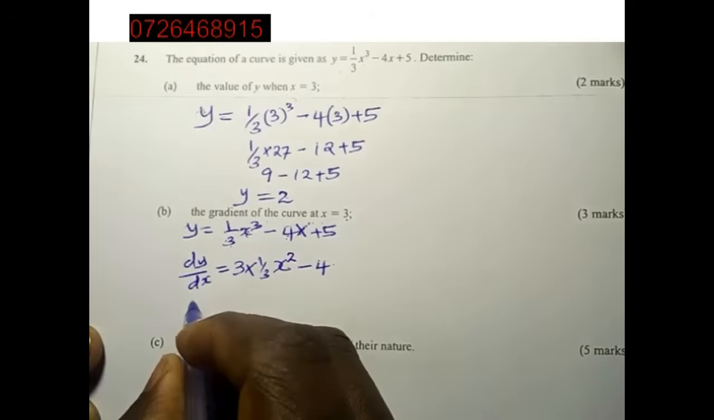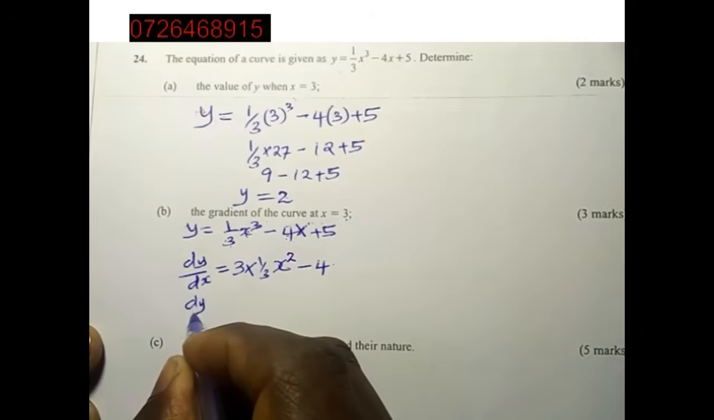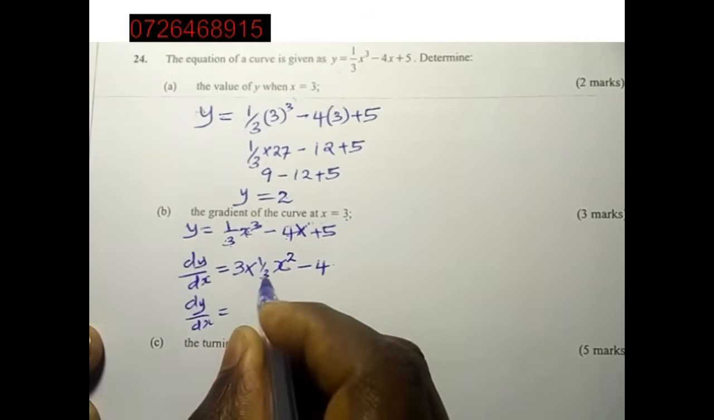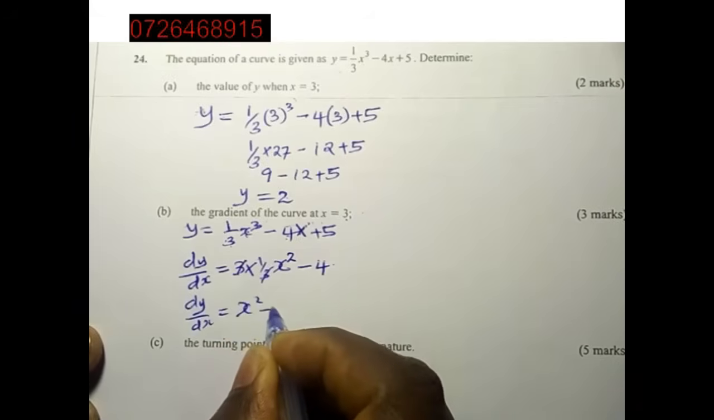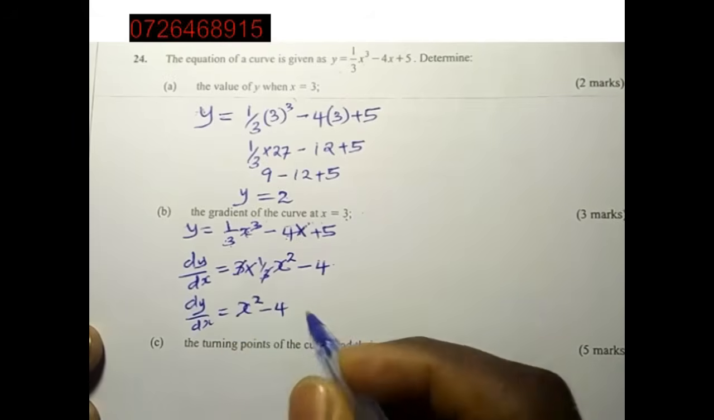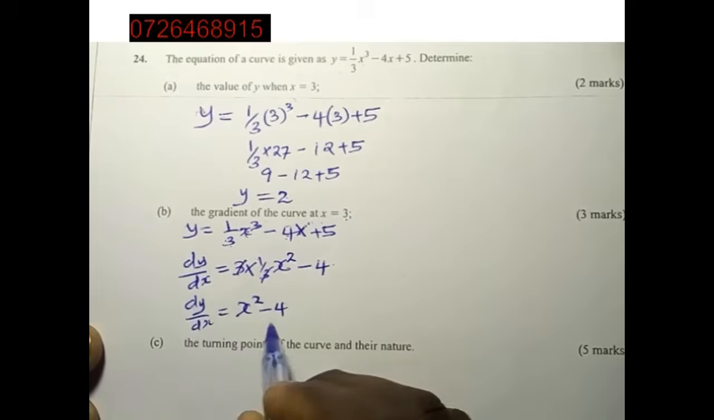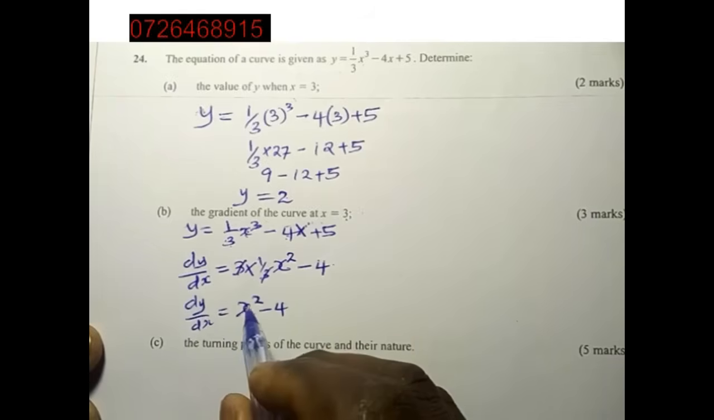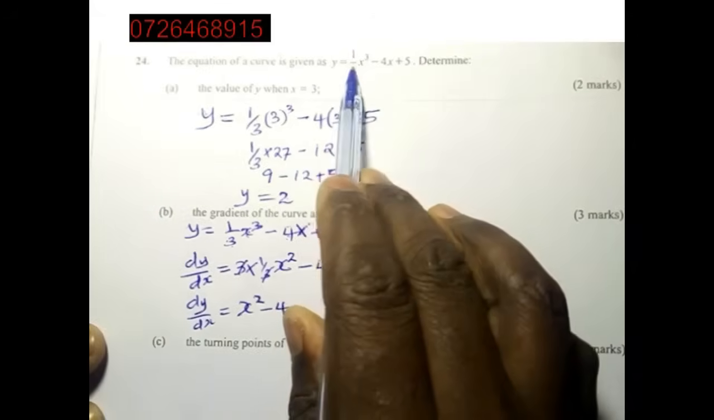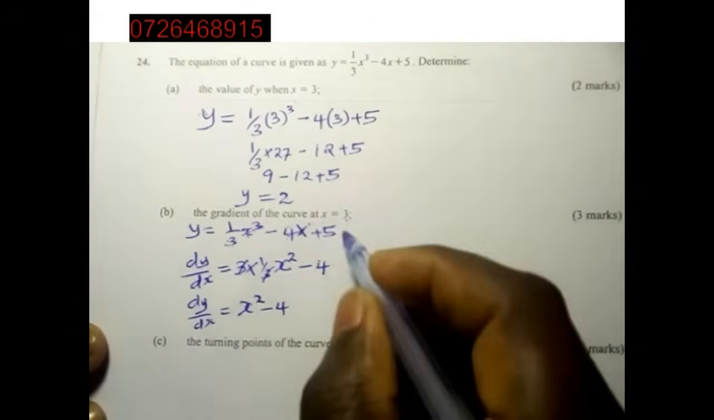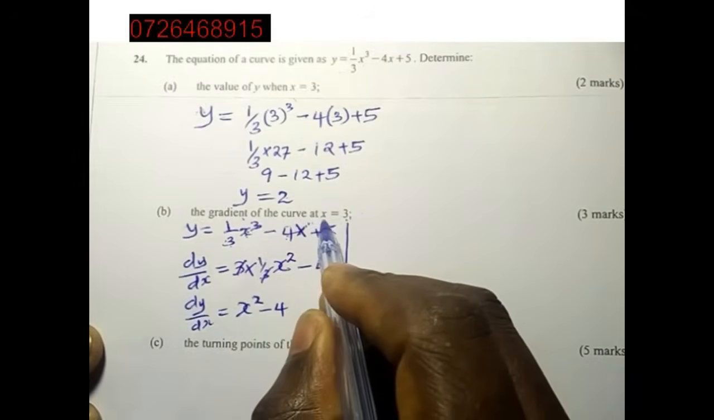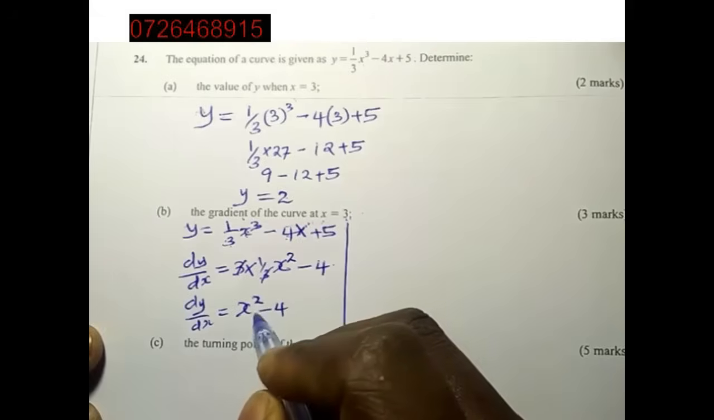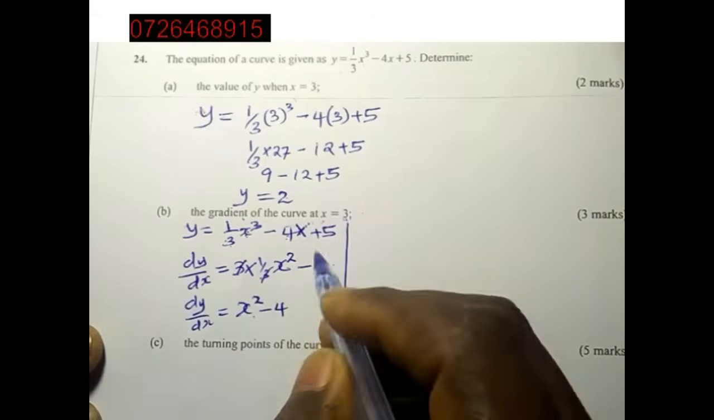So our gradient function dy over dx is equal to, now this one and this one goes, x square minus 4. And now we have differentiated. Ndio inaitwa the gradient function. So ukiambiwa tafuta the gradient when you are given an equation, you're going to differentiate once. Now tunataka kupata the gradient when x is equal 3. Inamaanisha mahali x iko kwa hii gradient, weka 3.